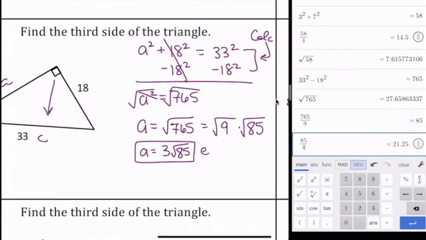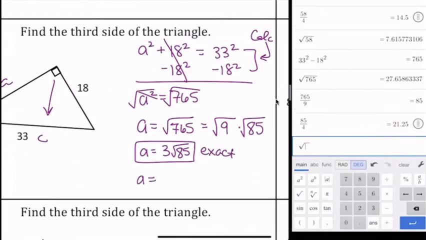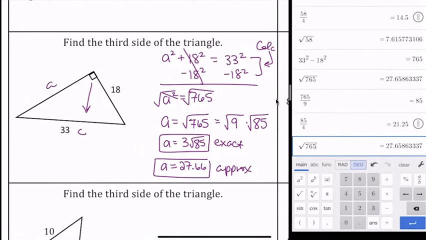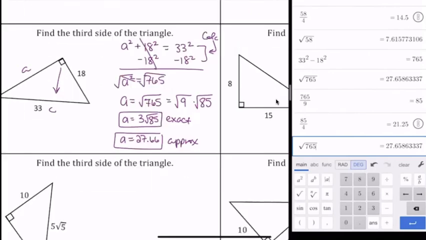So here's the exact answer, or they're going to call that the simplified radical form. And then our approximate answer, we're just going to type in square root of 765. It was 27.658. So I'm going to round to 27.66. There you go. And that's how you do it. So go ahead, pause, do the other three, and then come on back.